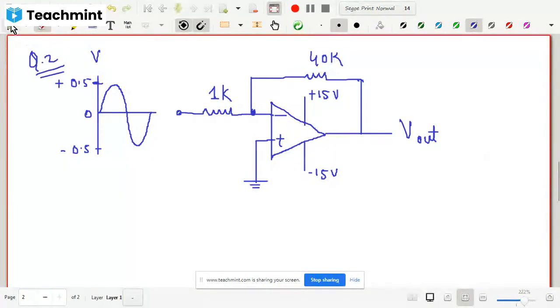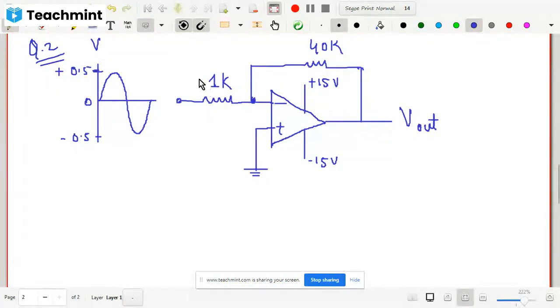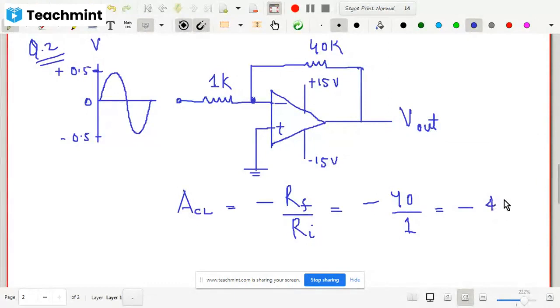So first we need to find out the amplitude of the output. Since this is an inverting amplifier, how will you find out the gain? We know that the closed loop gain is given by minus of Rf divided by Ri. Now what is Rf here? Rf is 40 kilo ohm, and Ri is also in kilo ohm, so no need to change the unit. Leave it as it is. So you will get this to be minus 40.